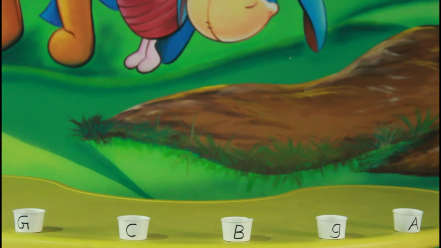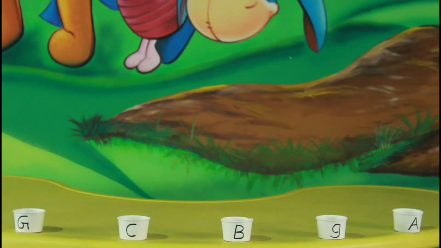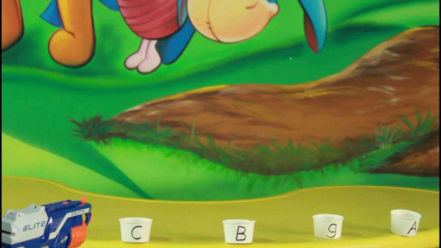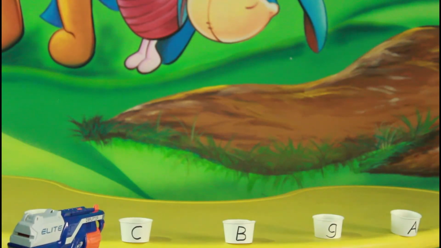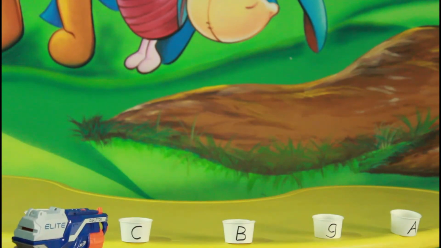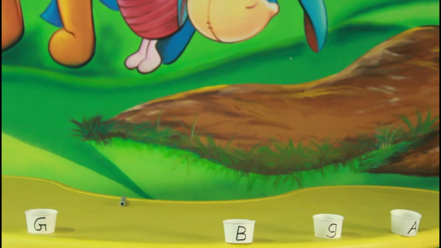Yes. So let's go with the first cup. Is that letter G? Yes. So we will not shoot down the cup. Now, what about this cup? Yes, it is not G. So shall we shoot that cup with a gun? Yes, now I can see the letter C. So we don't want C. So I'm going to shoot the letter C. Oh, yes, the letter C has gone.